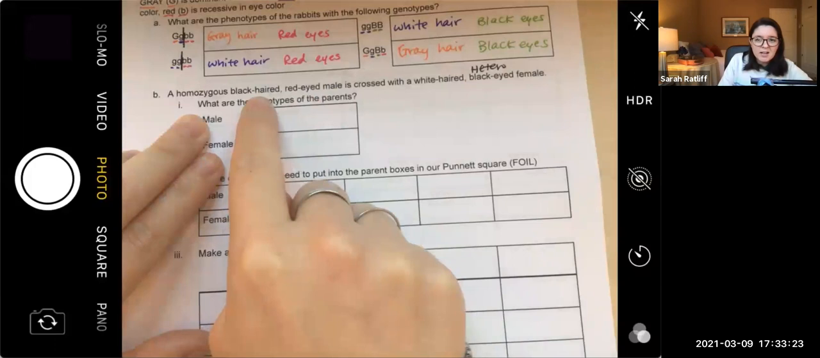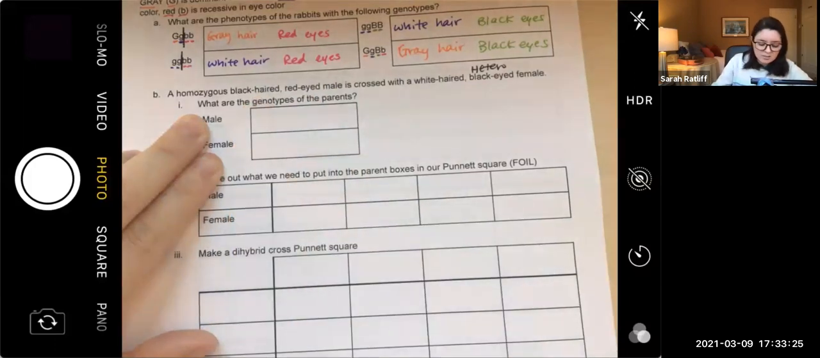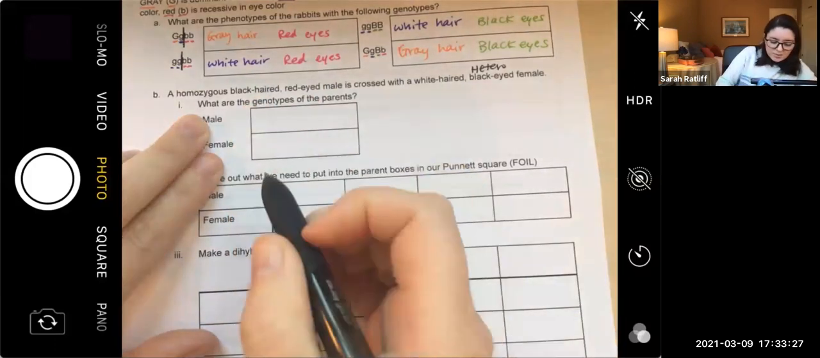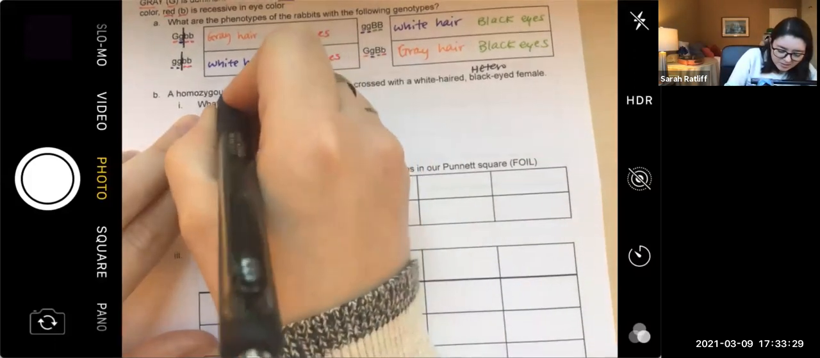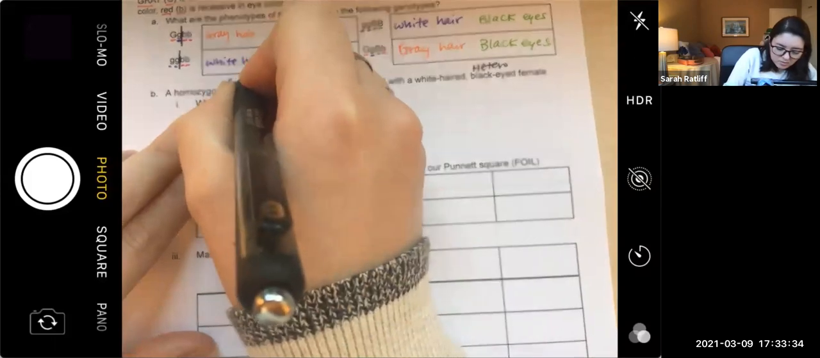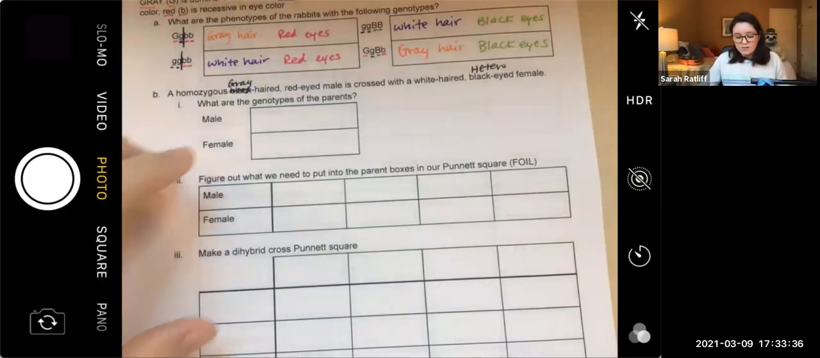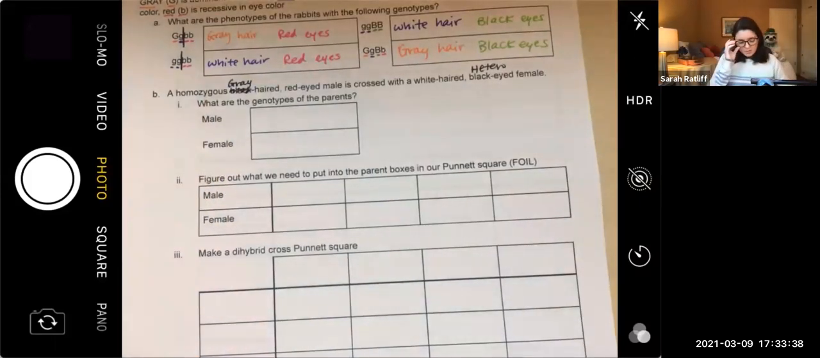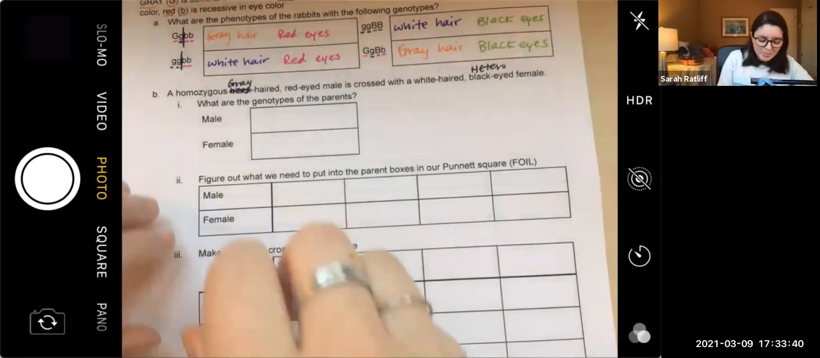That's not a thing. I had to change that too. I'm so sorry. I did not read this all the way through. Homozygous gray hair. Glad I'm finding it now so you don't get confused when you do this. If you like the practice. All right, again, I apologize.